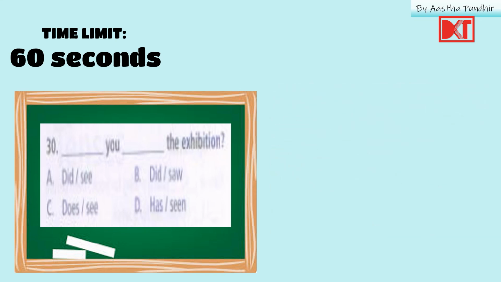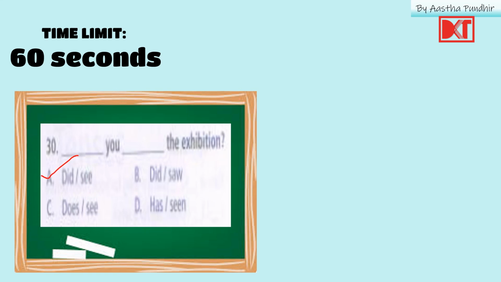Here, dash you dash the exhibition. Did you see the exhibition? Did you saw the exhibition? Does you see the exhibition, or has you seen the exhibition? Now here you see which one suits in the subject verb agreement. Here A. Did you see the exhibition?